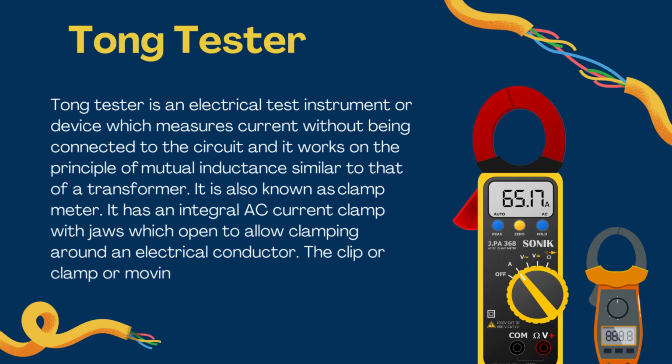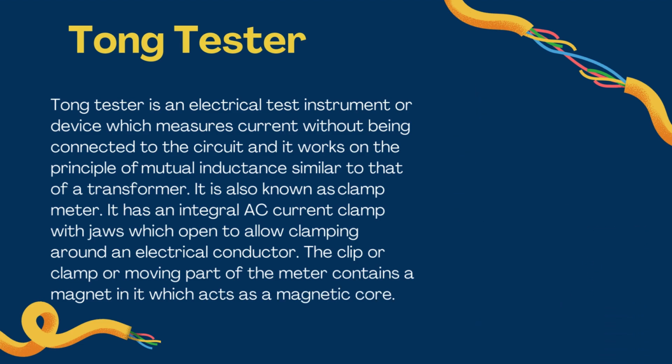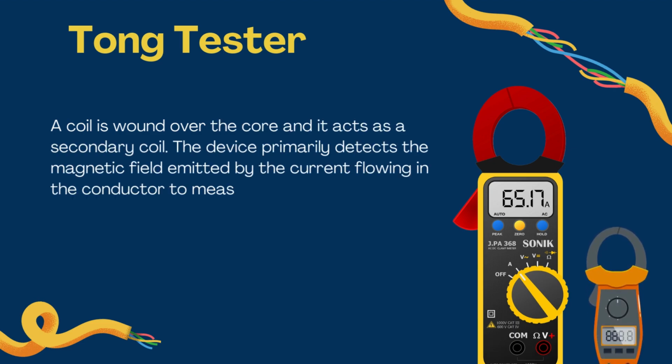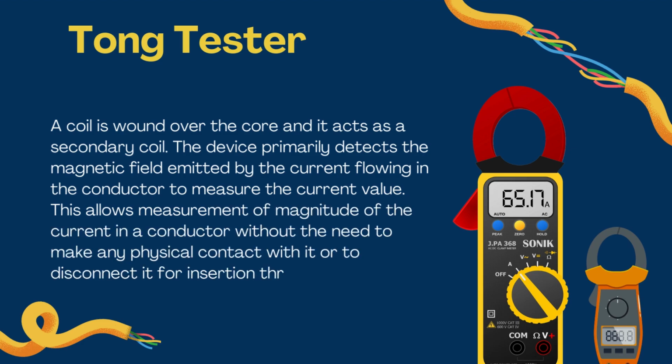The clip or clamp or moving part of the meter contains a magnet in it which acts as a magnetic core. A coil is wound over the core and it acts as a secondary coil. The device primarily detects the magnetic field emitted by the current flowing in the conductor to measure the current value. This allows measurement of the magnitude of the current in a conductor without the need to make any physical contact with it or to disconnect it for insertion through the probe.